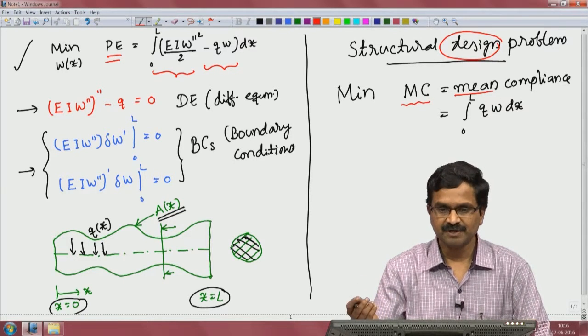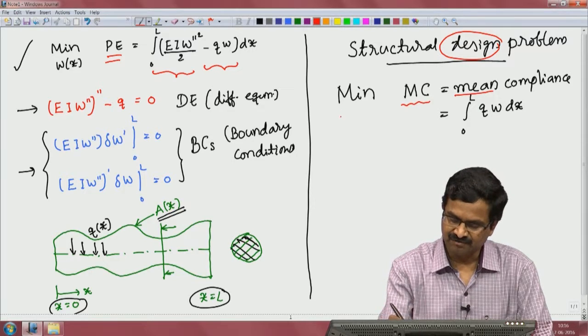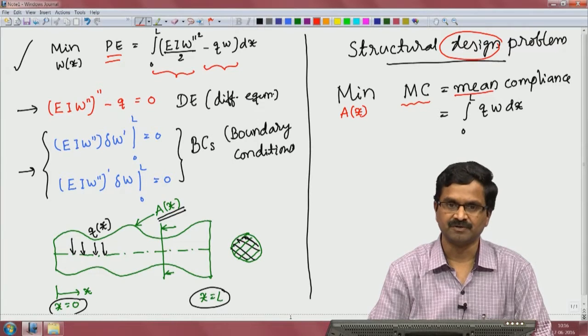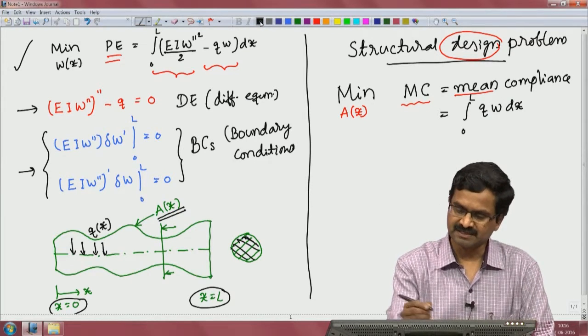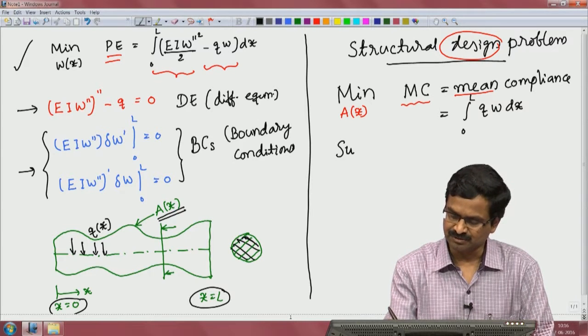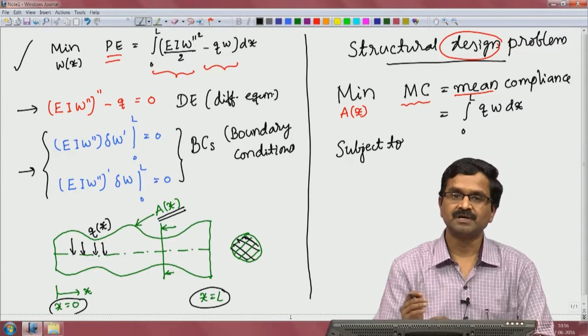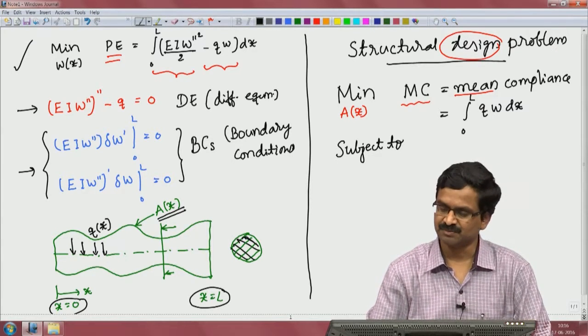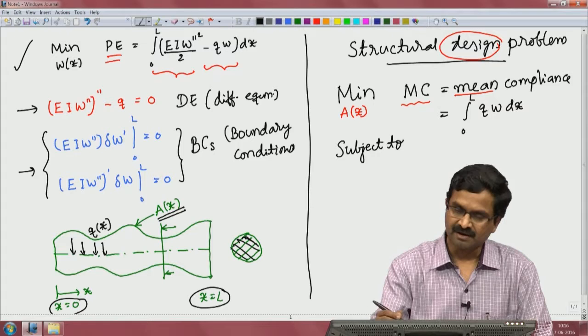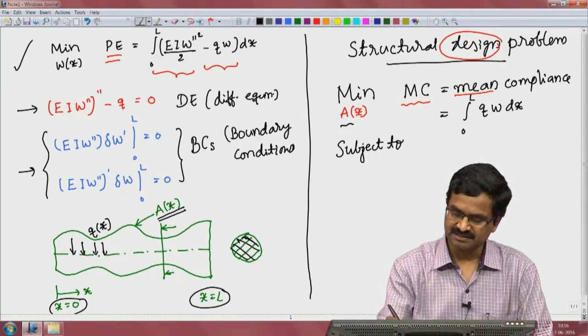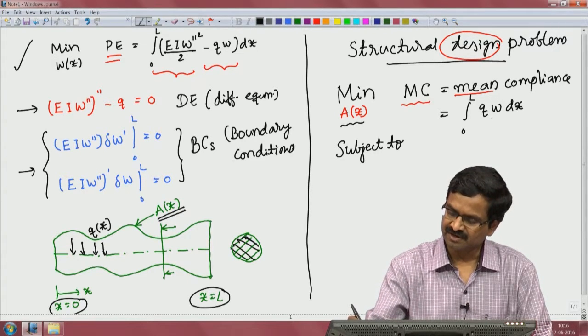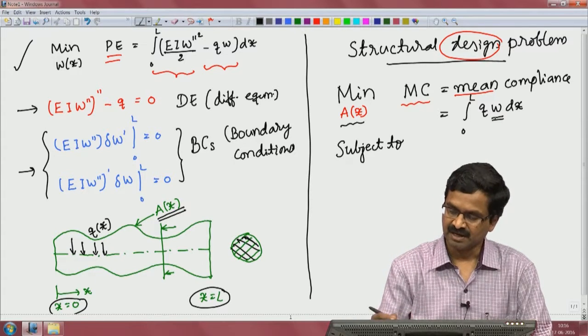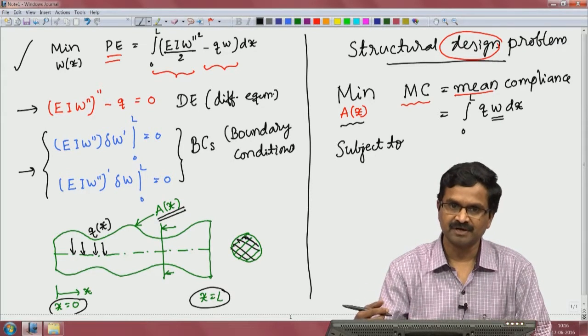How do we minimize mean compliance? We want to define a variable which is the area of cross section of the beam, A of x, just like we had done for the bars. That is our design variable, subject to, as we had looked at the general framework for structural optimization problems, there are design variables, which in this case is A of x, but you also have state variables, which is this W. The state variable should be governed by a differential equation.